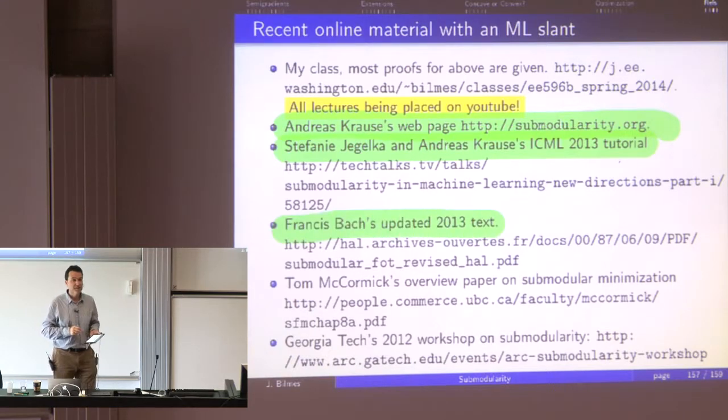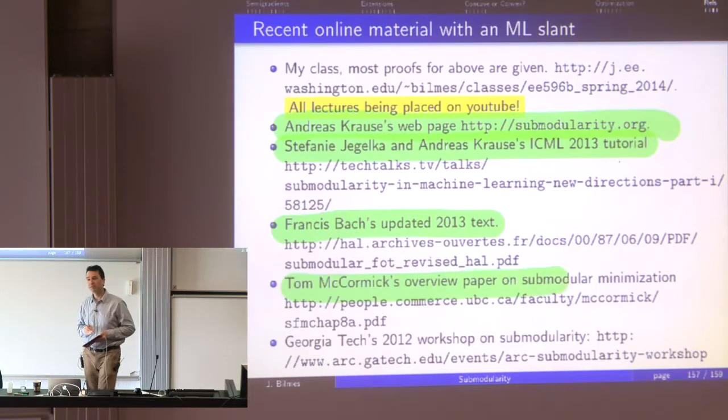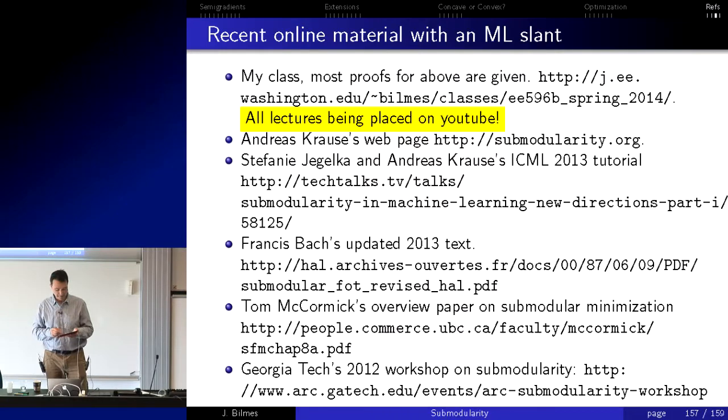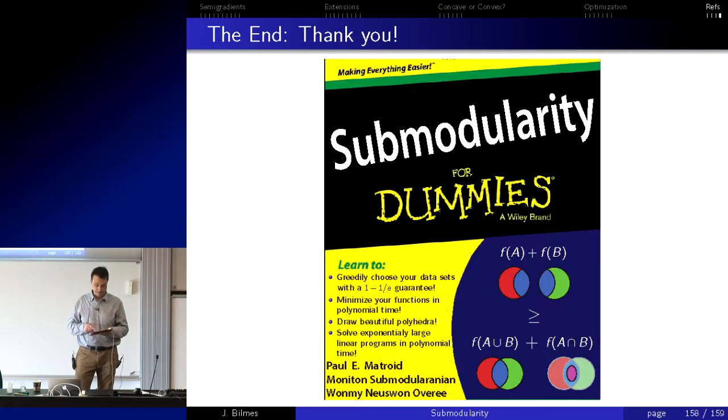Francis Bach has an updated text from last year talking about convex structured norms based on the Lovász extension and also convex minimization strategies for submodular function minimization. For general purpose submodular function minimization, I would recommend looking at Tom McCormick's paper. And also a couple of years ago, there was a nice workshop at Georgia Tech with a lot of nice slides, where a lot of people talked about very recent work on submodular functions, some of which is closely related to machine learning.